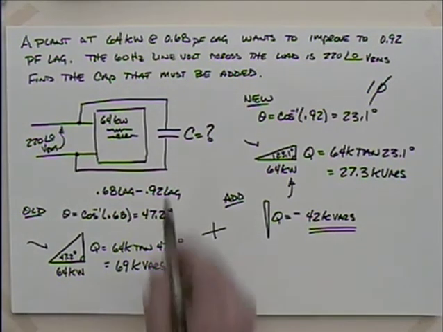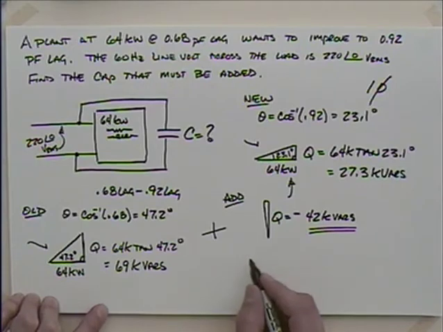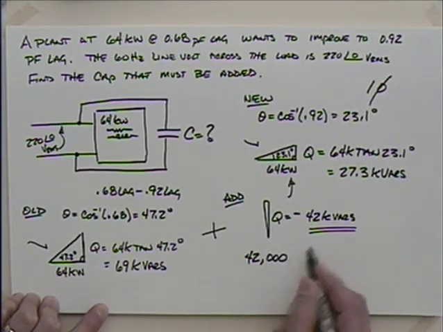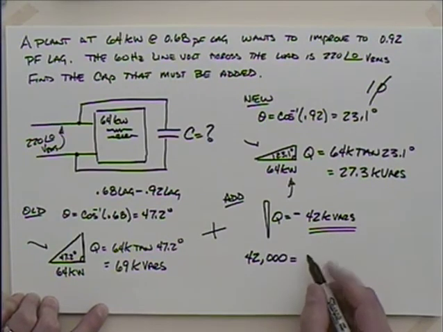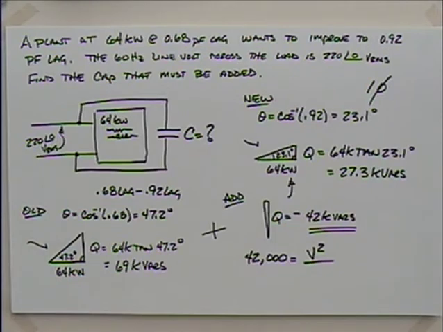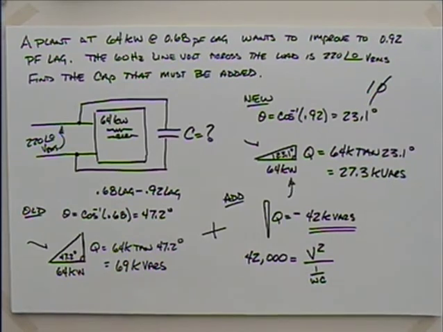Okay. And we know the voltage across here, that's 220 at 0, right? That's why we put them in parallel. So you could say then that 42K is equal to V squared divided by, and we're just going back to our power, our reactive power would be V squared over the impedance. What's the impedance of a capacitor? 1 over omega C, right?